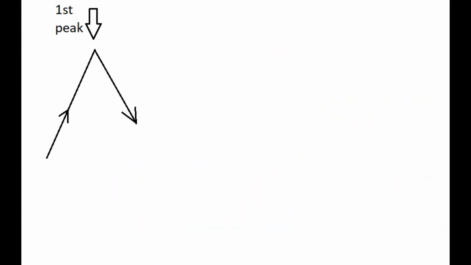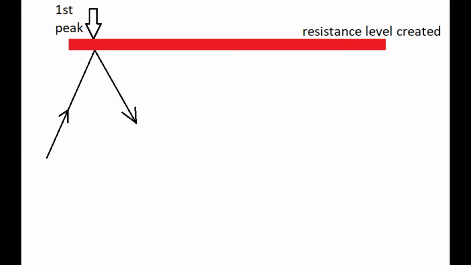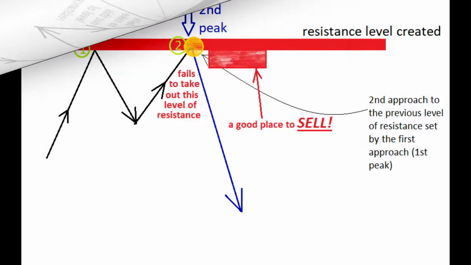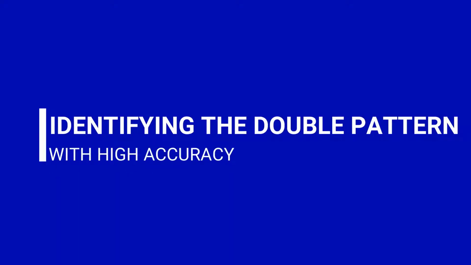The opposite is also true for a double top pattern. When the market first approaches with the first peak, it's creating, in this case, a level of resistance. Now, the failure again of the second peak to take out the previous level of resistance that was set following the first peak also shows us that this level of resistance is strong enough and alternately becomes a good place to sell. Identifying and predicting with a high accuracy can become overwhelming at first, but with a lot of practice it will become even easier with time.